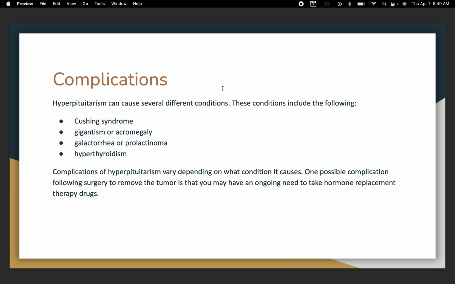Complications of hyperpituitarism can cause several different conditions, which include the following: Cushing's syndrome, giantism or acromegaly, galactorrhea or prolactinoma, and hyperthyroidism. Complications of hyperpituitarism vary depending on what the condition causes. One possible complication following surgery to remove the tumor is that you're going to need to replace those hormones because they're not being stimulated anymore by that pituitary gland.